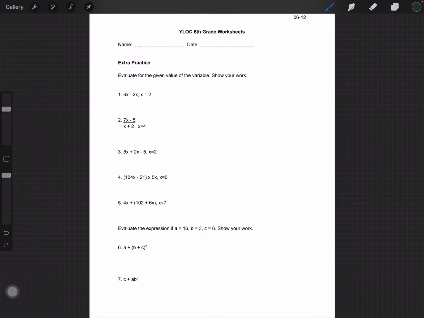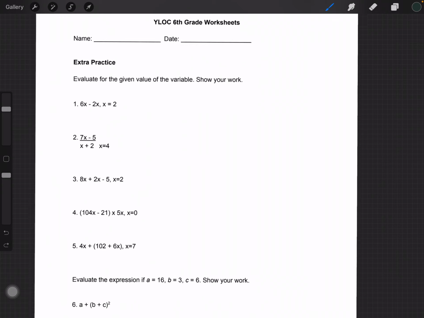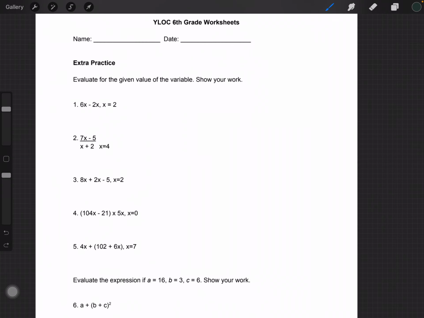So the first worksheet you should have should say extra practice, and I'll do, I think, 1 or 2 questions from each section. So for this one, it's telling us to evaluate the given value, for the given value of the variable, and to show our work.